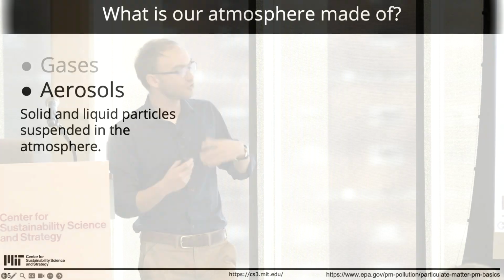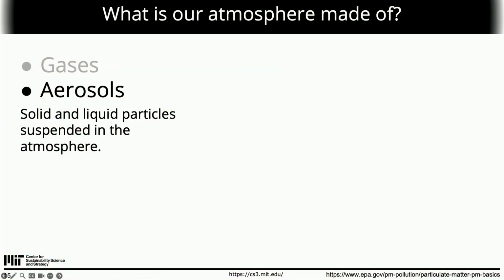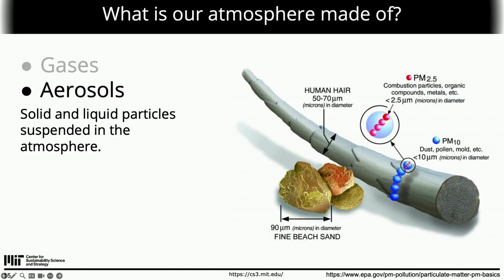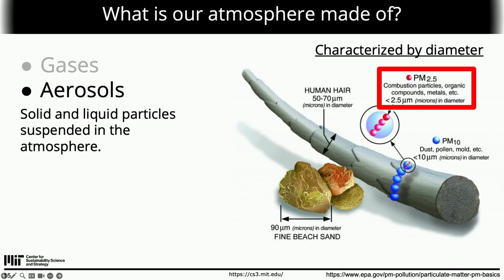Now, also in the atmosphere, we have aerosols. Aerosols are just anything that is a solid or liquid particle that is suspended somewhere in the atmosphere. And these are typically classified by their size. There are two different diameters that the size classifications are based on. There's PM 2.5, which is any suspended particle that is smaller than 2.5 microns. And then there's PM 10, which is anything smaller than 10 microns.